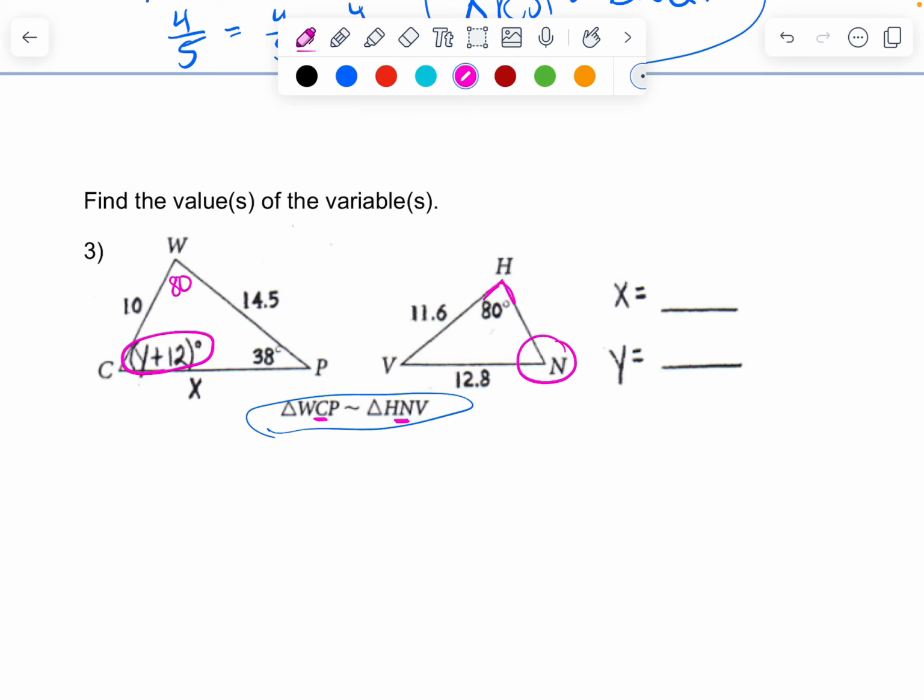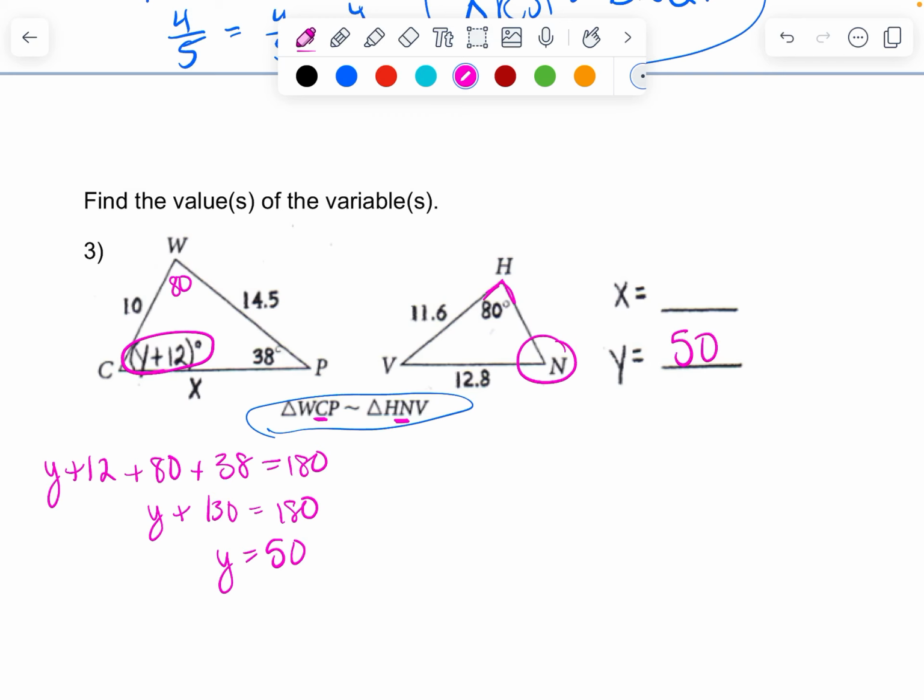So if H is 80, this is 80. So I'm just going to add y plus 12 plus 80 plus 38 equals 180. And if you solve that, you get 50.